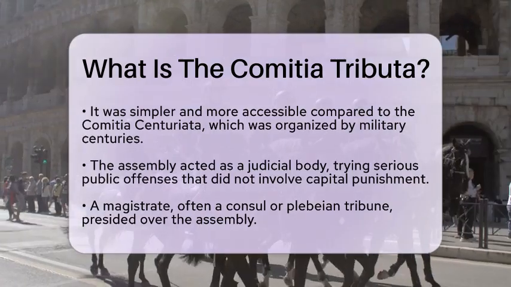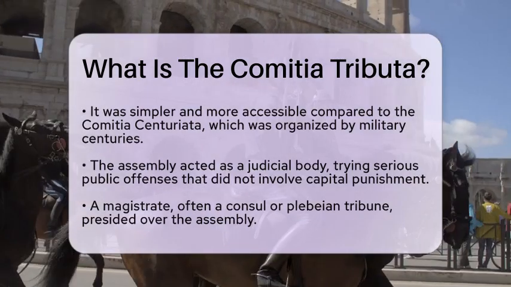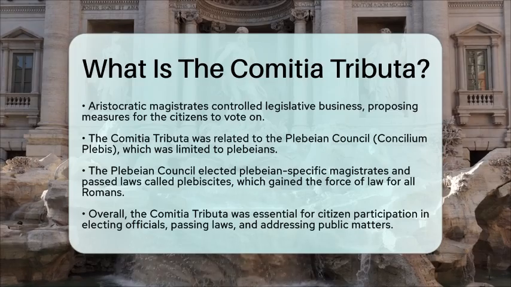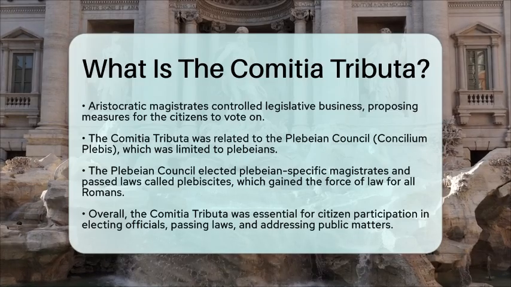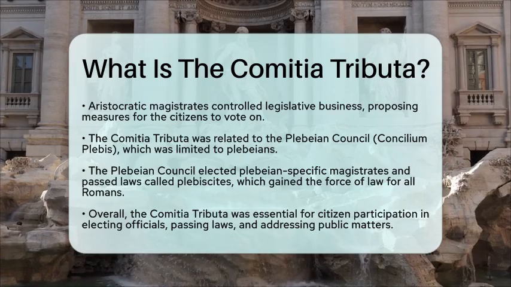It is also important to note that the Comitia Tributa was closely related to the Plebeian Council, or Concilium Plebis. This council was essentially the same assembly but limited to plebeians, excluding patricians. The Plebeian Council elected plebeian-specific magistrates and passed laws called plebiscites. These plebiscites eventually gained the force of law for all Romans.